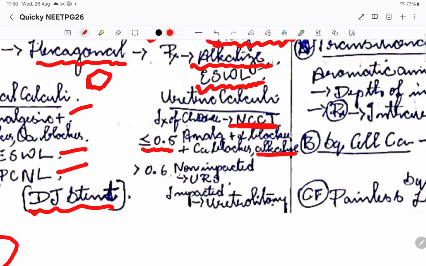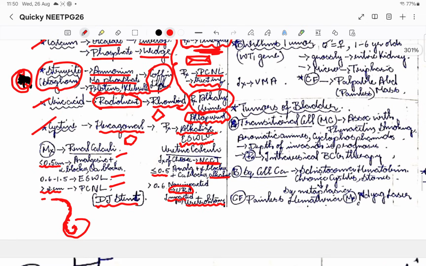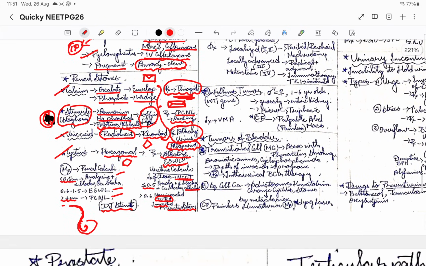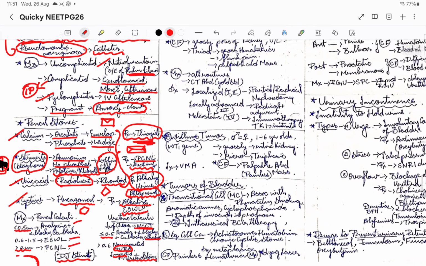Okay. Then coming to if it is more than 0.6, so if it is a non-impacted case, then we are gonna go for URS, that is retrograde. We'll go and we'll remove the stone. If it is impacted, then we'll go for ureterolithotomy. So first we'll go and break the stone, and then we'll retrieve it. Okay, so this is the basic difference between how we can manage renal calculi and ureteric calculi. So this is all and everything you need to know with respect to renal stones.